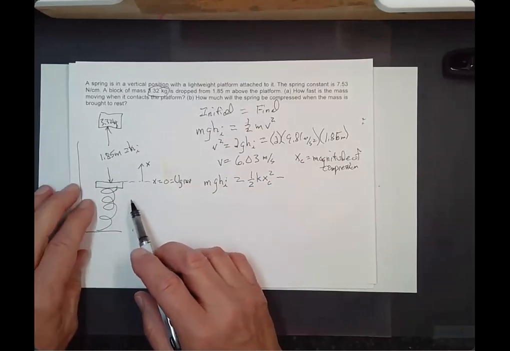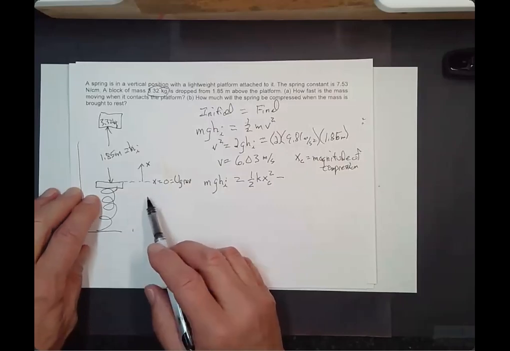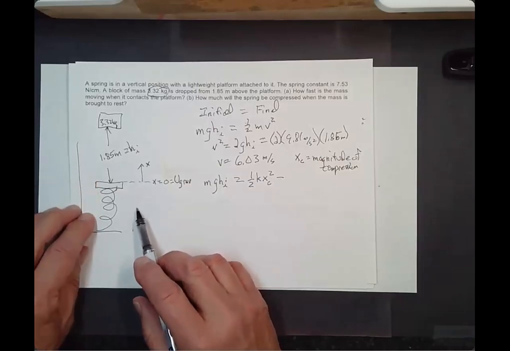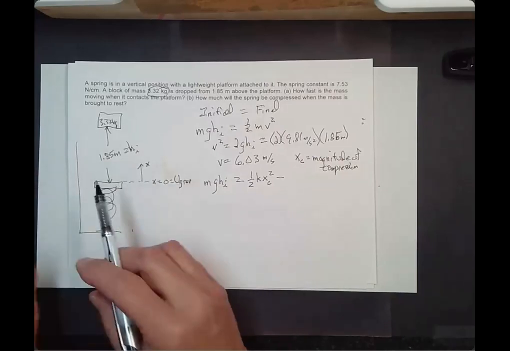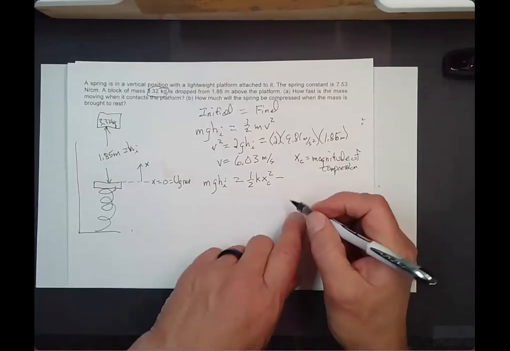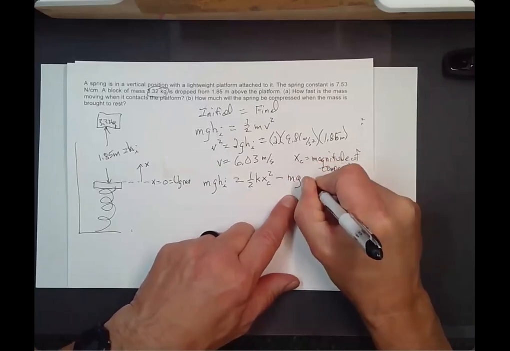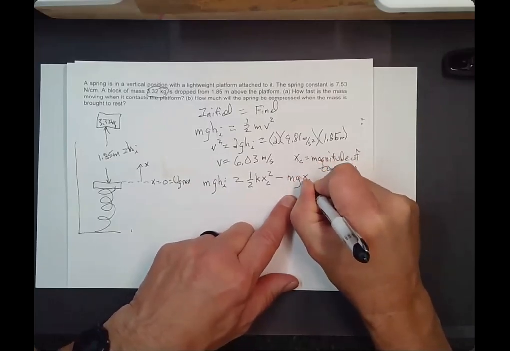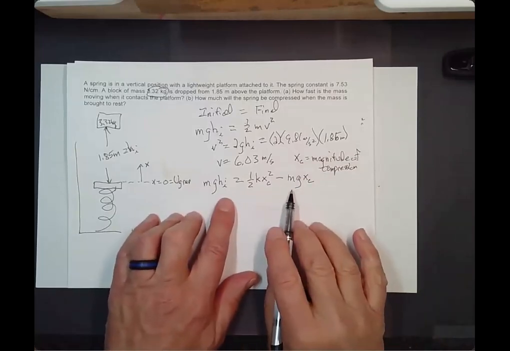You can have negative gravitational potential energy, just put your mass below the 0 level. Like if it's ground level, dig a hole and drop the mass in there, and it's got negative gravitational potential energy. In this case, that will be minus mg x sub c. And so that's the situation that I have here.